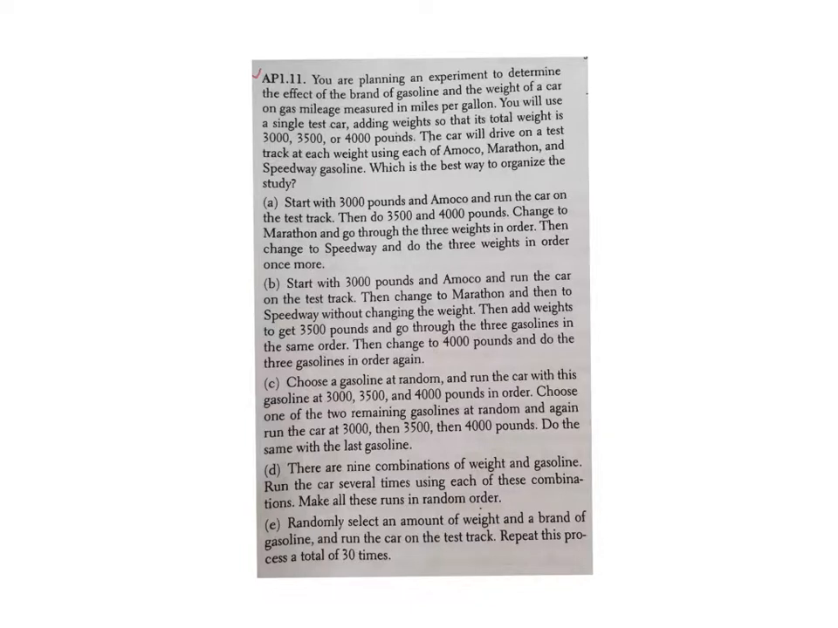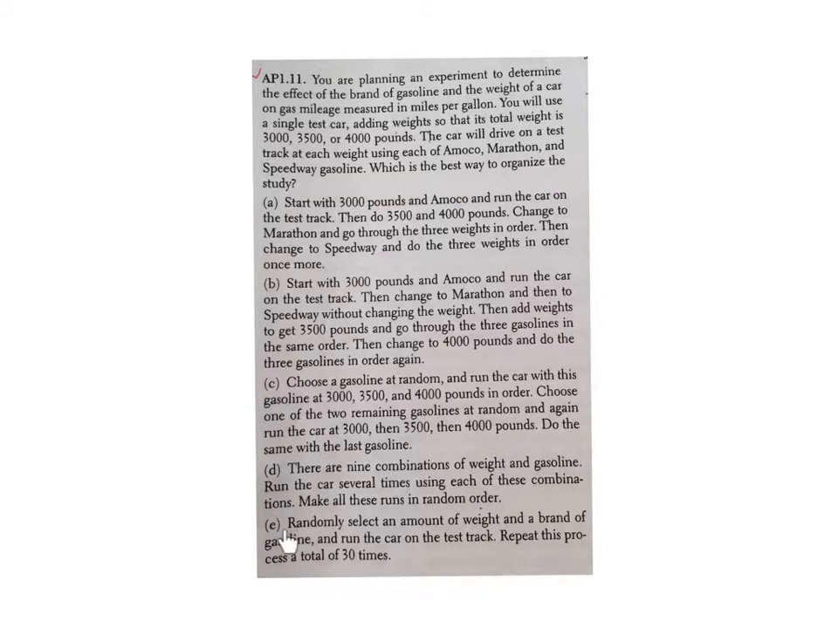Now, all these don't really talk about randomization. Let's see, this one does. But this one is really good. I like this one because there are 3 different weights and 3 different gasolines, so each gasoline is going to be used with these 3 different weights. There are 9 different combinations between these 3 gasolines and 3 weights, so we mix them up as much as we possibly can. That's letter D. That's a good one right there. 9 combinations of weight and gasoline, and then just put them in a random order, and make sure each one is done once.